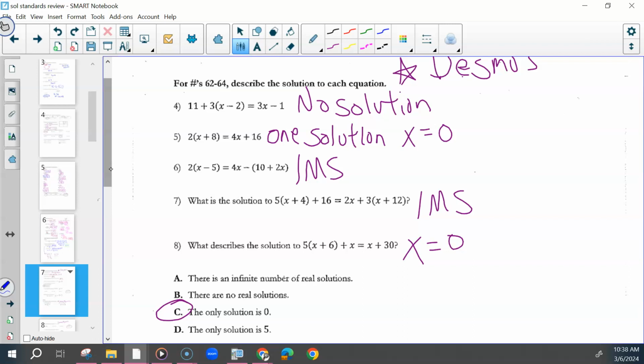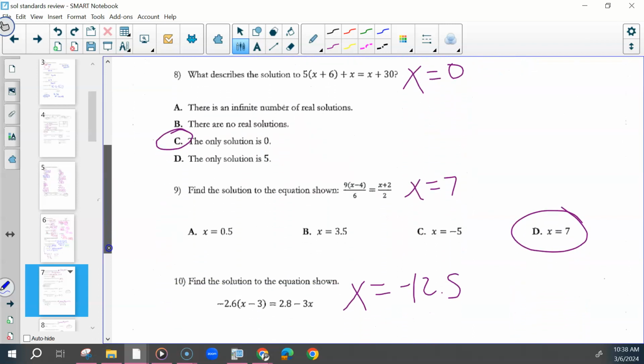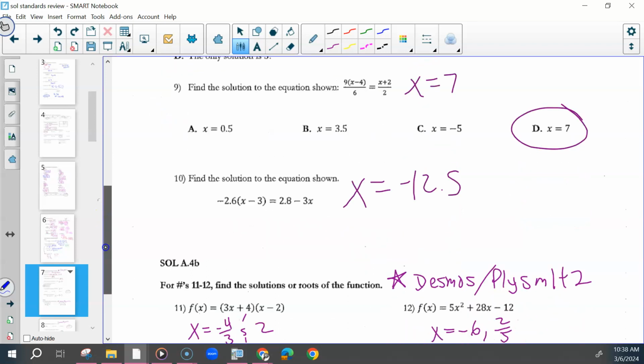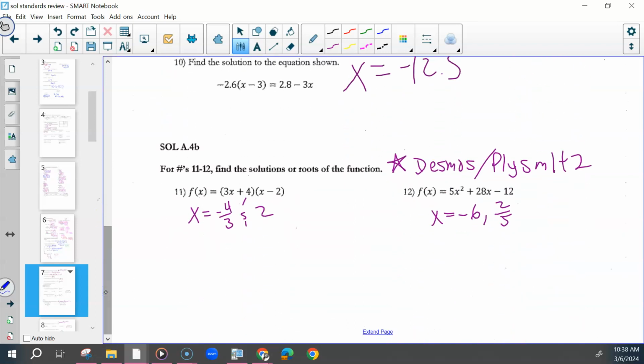8 was C, the only solution is 0, or x equals 0. Number 9 was D, x equals 7. 10, x equals -12.5. 11 and 12 were the same as 2 and 3 from the previous page. So x equals -4/3 and 2, and x equals -6 and 2/5.